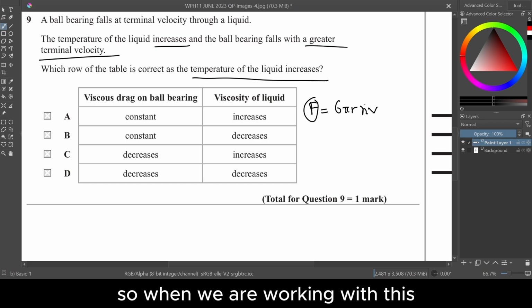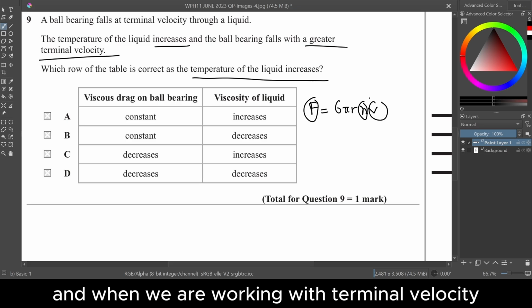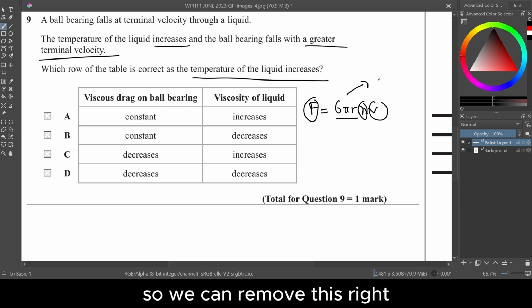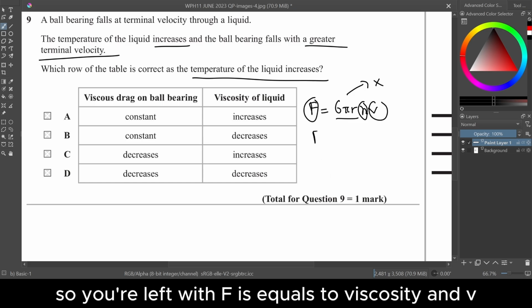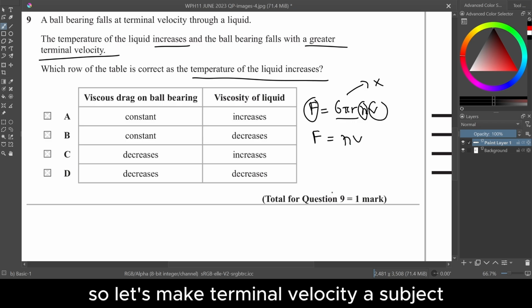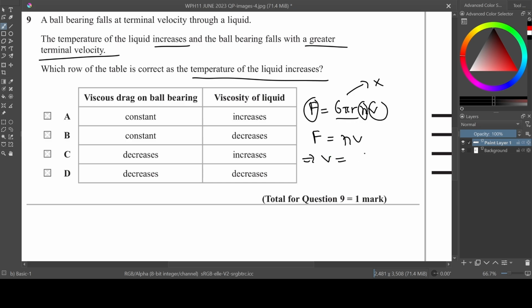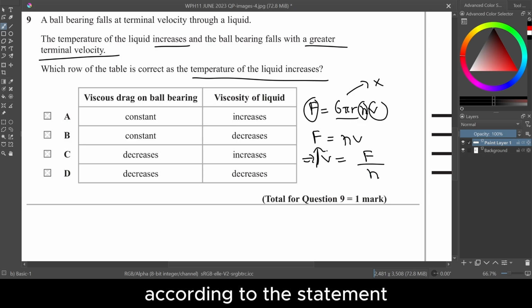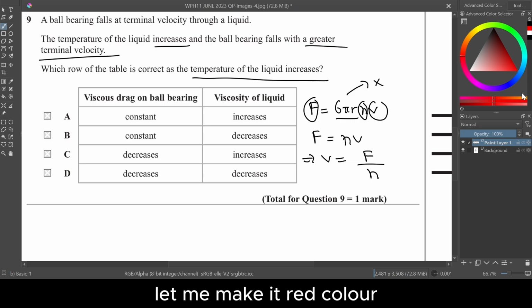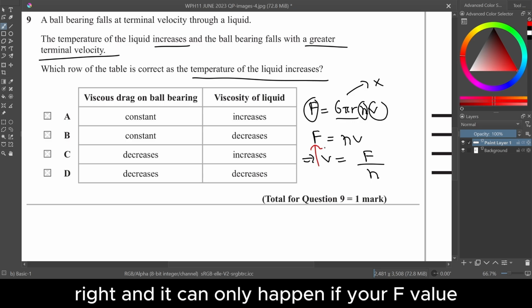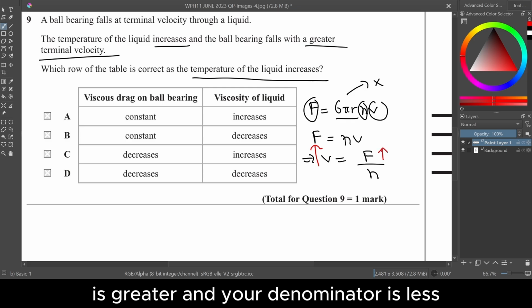So when we are working with this, we are working with viscosity and terminal velocity. So this is constant, we don't need this, so you can remove this, right? So you're left with F is equal to viscosity and V. So let's make terminal velocity the subject. So terminal velocity is equal to F by viscosity, right? So we have a greater terminal velocity according to the statement. Let me make it red color, right? And it can only happen if your F value is greater and your denominator is less.